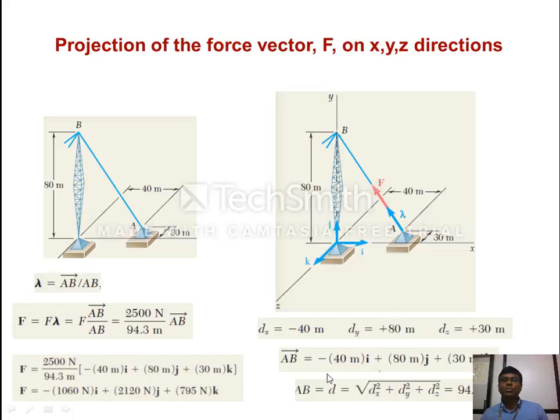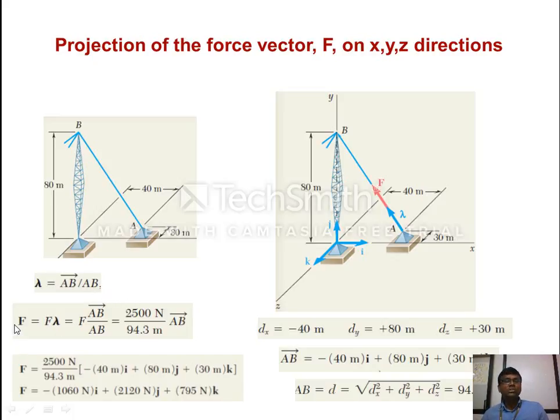And you know what the AB is. The AB vector is nothing but dx i plus dy j plus dz k. So the magnitude of AB, once you find dx, dy, dz, you can find out that magnitude quantity. Now you know the vector and the magnitude of that. So it's very simple. What is the unit vector? Lambda is the AB vector divided by the magnitude of AB.